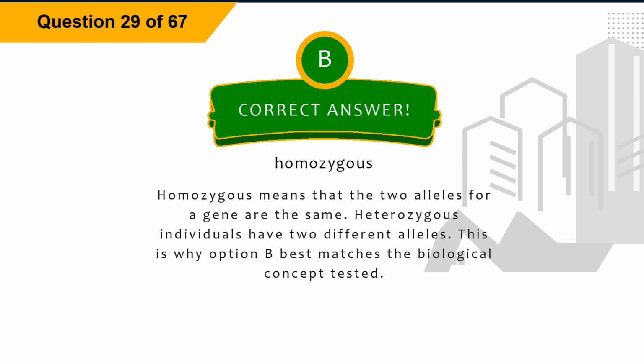Explanation. Homozygous means that the 2 alleles for a gene are the same. Heterozygous individuals have 2 different alleles. This is why option B best matches the biological concept tested.